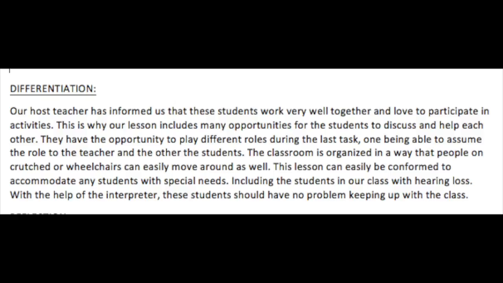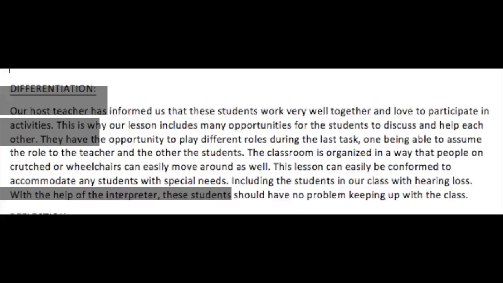This lesson easily accommodates students with special needs. For instance, one student in the group had hyperactive tendencies, and we accommodated him by providing extra time, more instruction, and repeated vocabulary. Students with hearing loss are assisted by interpreters.